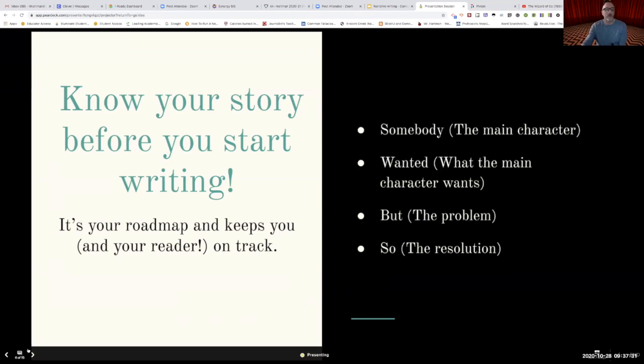So we talked about even just doing a somebody wanted but so for your particular story. Even though we've talked about it in a reading context, it works just as well, if not better, in a writing context, because the two are very much linked to one another. So if you can answer somebody wanted but so, you have the spine of your story.